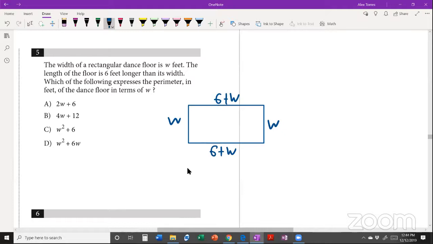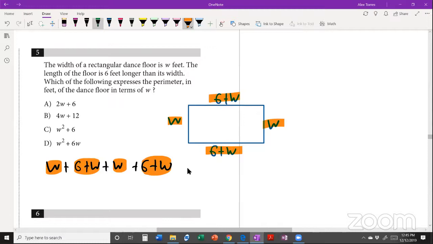How do we get the perimeter here? Well, if these are the length and the width, the perimeter is just the addition of all 4 sides. So we'll have W plus 6 plus W plus W plus 6 plus W. So we just took the 4 sides, 1, 2, 3, 4, added them up, combine our like terms. We have 1, 2, 3, 4 W's, and we have 6 and 6 here. 4W plus 12, and the answer number 5 is B.